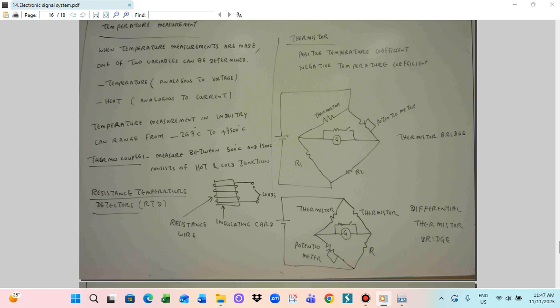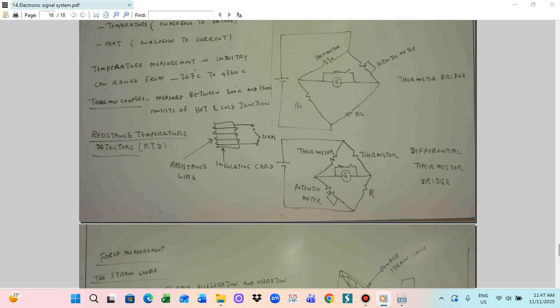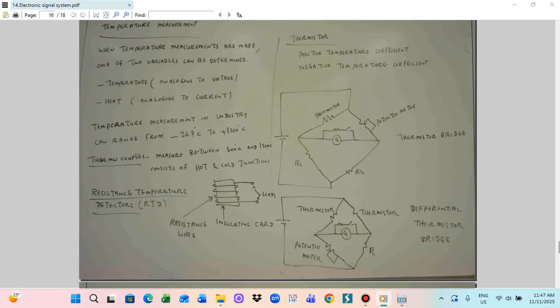We use this more in temperature measurement. For a temperature measurement system, we can use the thermocouple, or we can use the resistance temperature detector, and we can use the thermistor in the industrial temperature system. Industrial temperature systems range from minus 267 degrees centigrade to 7,500 degrees centigrade. So this is for temperature measurement.